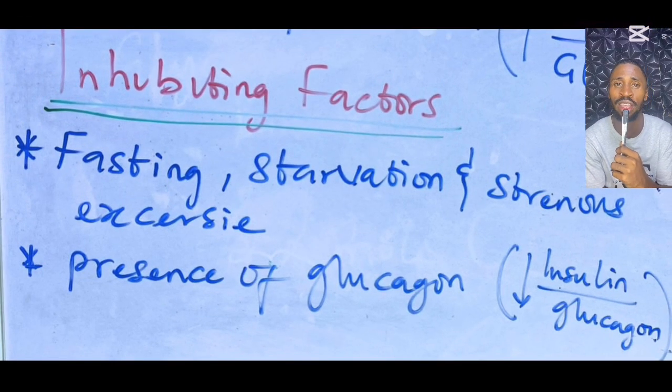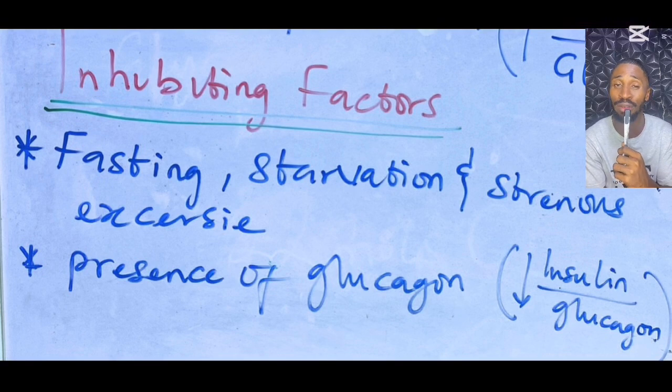And what are the factors that inhibit? The factors that inhibit are a decrease in insulin to glucagon ratio, fasting, starvation, and high strenuous exercise. All this inhibits lipogenesis or TAG formation. Also an increase in cortisol level also inhibits lipogenesis.